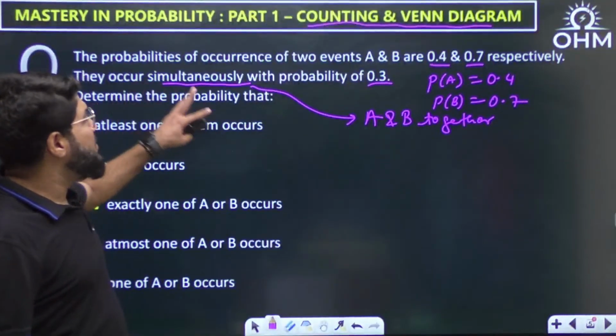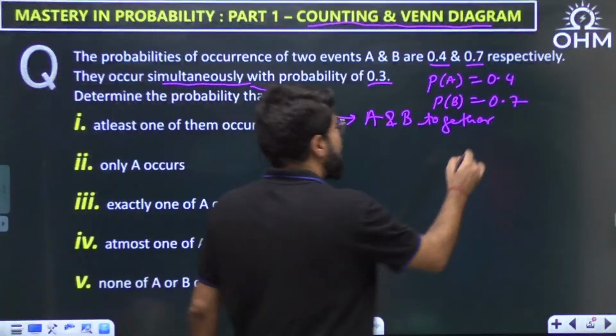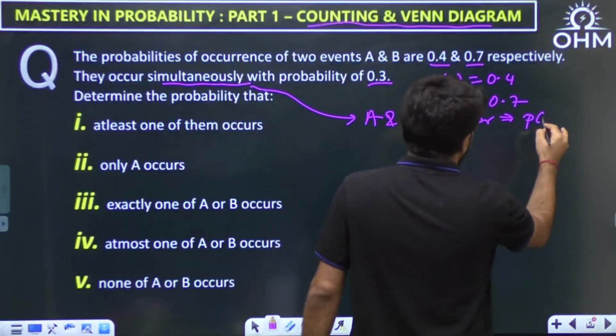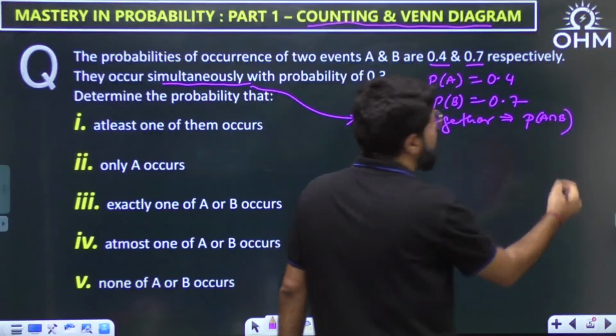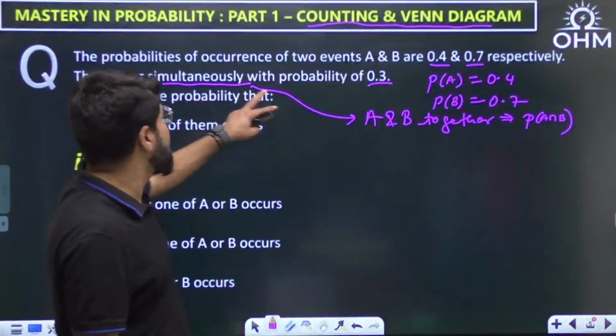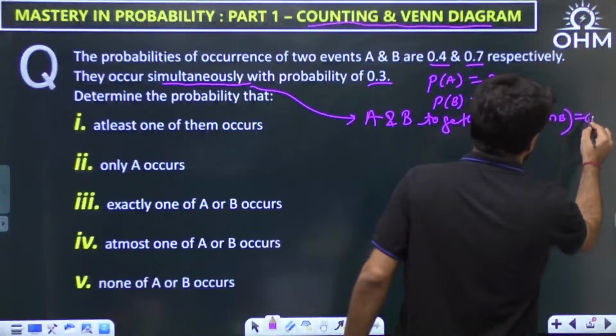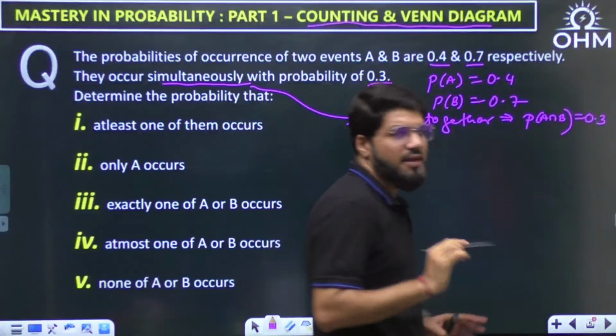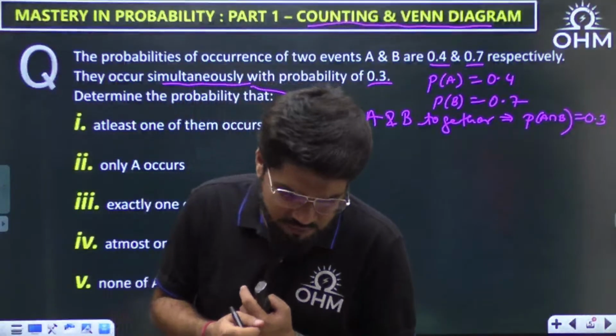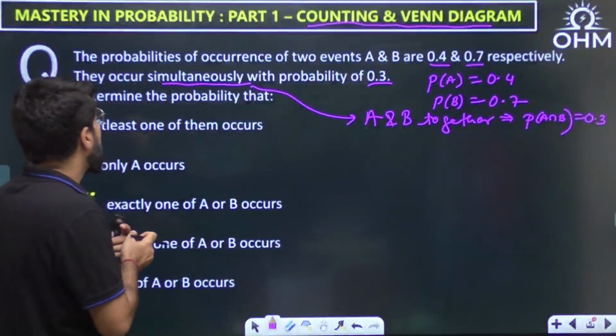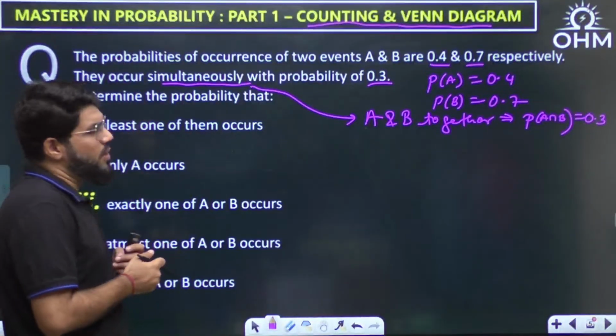Then they occur simultaneously, that is, together. Together means they are happening together, which means intersection, P of A intersection B, and that is given to be 0.3. This is the important data that I have extracted first of all from the given information.